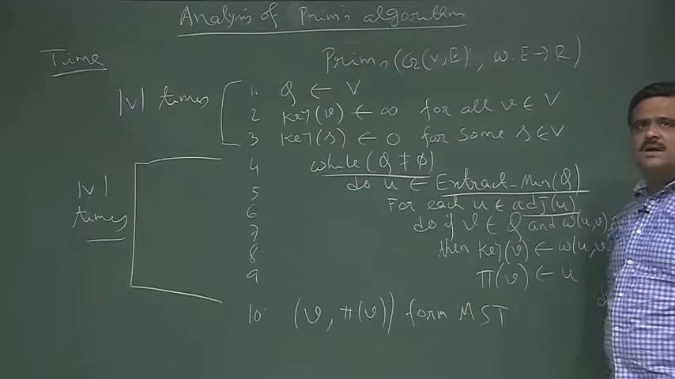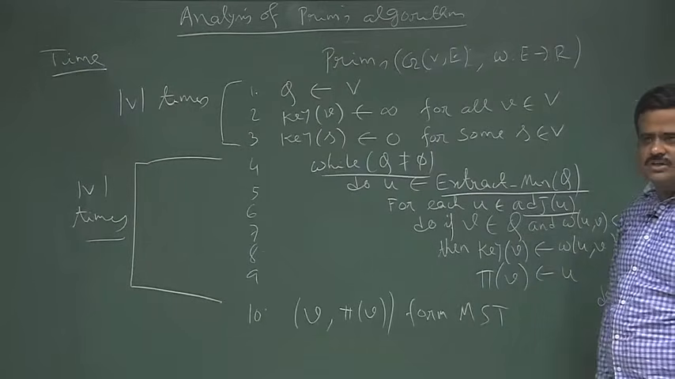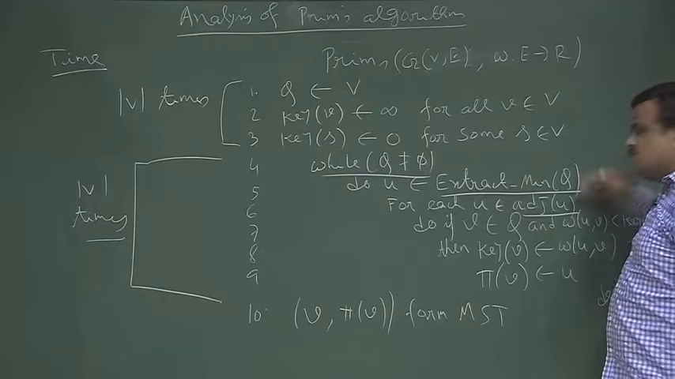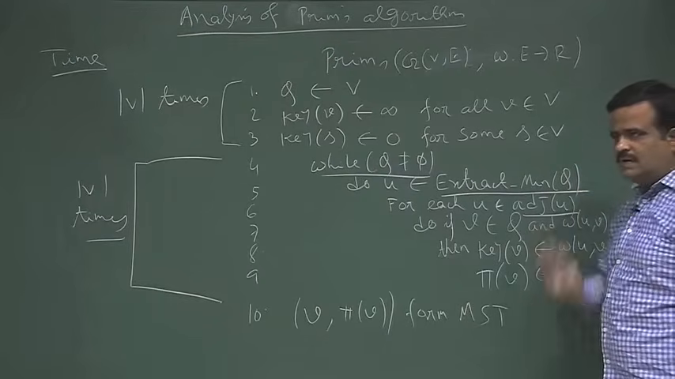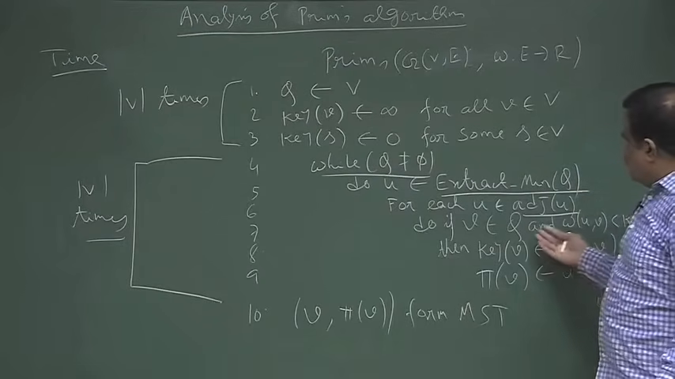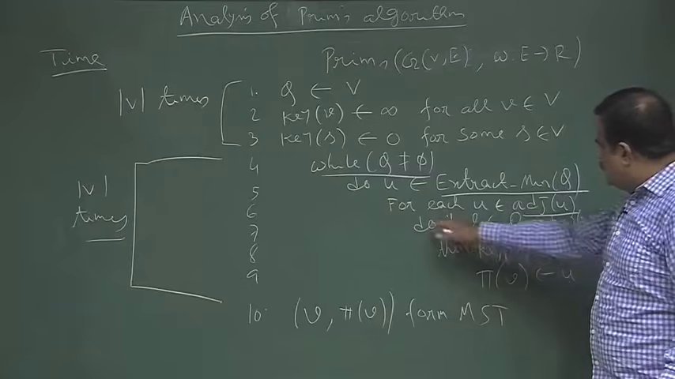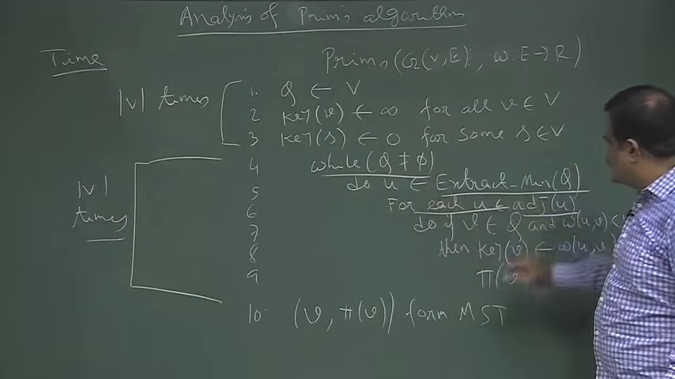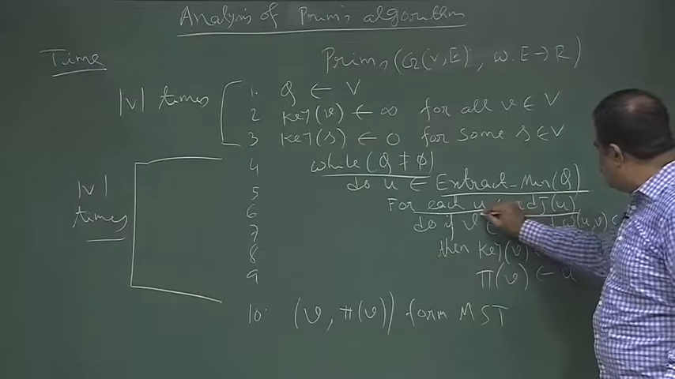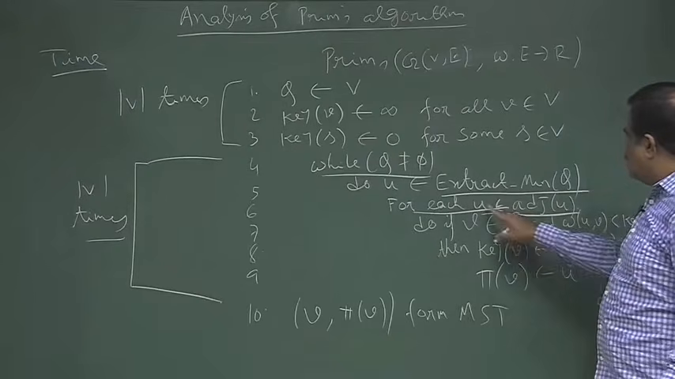It depends on how much time our Q takes to extract the minimum, which depends on which data structure we are using for Q. We will come to that analysis. Now the inner loop: for each of these, we have to go through the adjacency list of U.